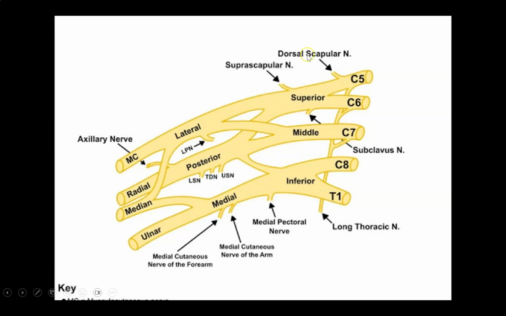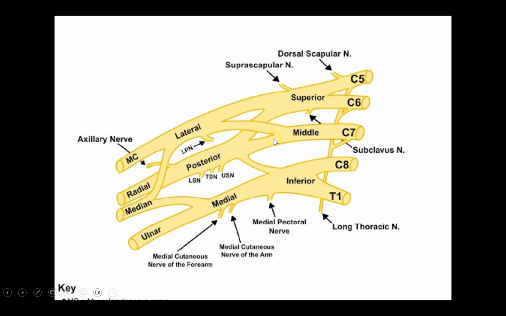So this is the diagram view of the brachial plexus. As we said, we have the 5 roots. The upper 2 roots, C5 and C6, form the superior or upper trunk. C7 continues as the middle trunk. C8 and T1 form the lower or inferior trunk. These are the trunks of the brachial plexus.